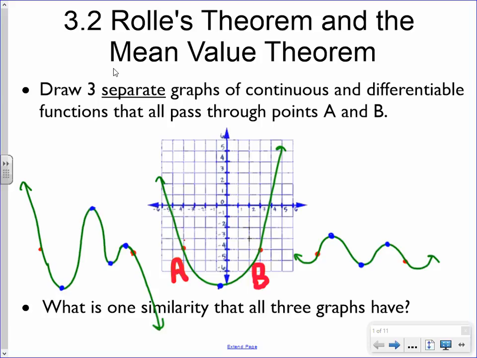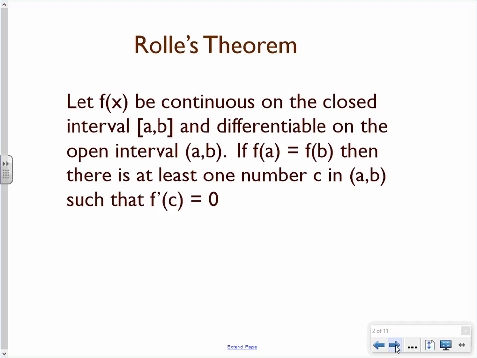Their derivative is 0. So some of you are like, well, couldn't you have a straight line? What's the derivative at any point on that straight line? 0. Okay, so what I was hoping that you might notice is that we have these points where our derivative is 0. No matter what kind of graph we draw, we're going to have at least one spot, if not more, where our derivative is 0. That is Rolle's theorem. Go ahead and write it down and then we'll talk through it.